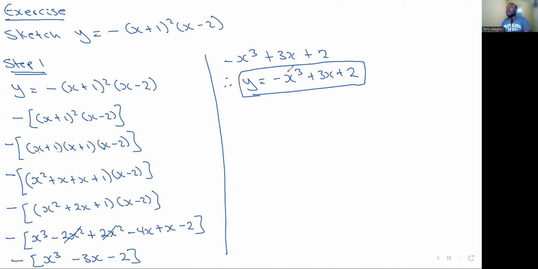So step 2 is that we then have to find the stationary point. That is dy over dx is equal to 0. All right, so let's do that. Step 2, stationary point, we have y is equal to minus x cubed plus 3x plus 2. To find the stationary point, we need to first find the first derivative. So dy over dx is going to give us what? Minus 3x squared plus 3.